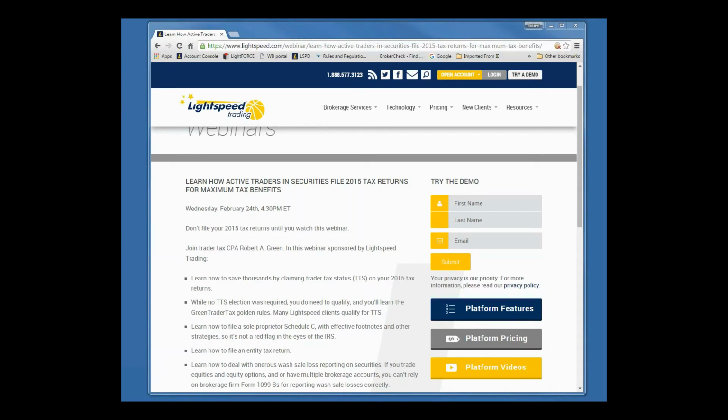Learn how active traders in securities file 2015 tax returns for maximum tax benefits.